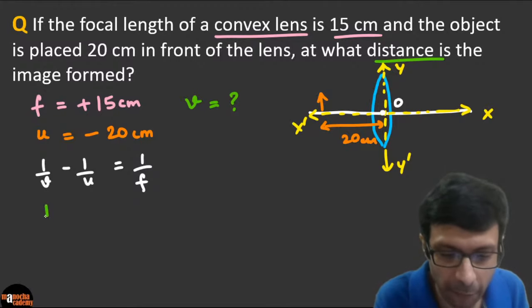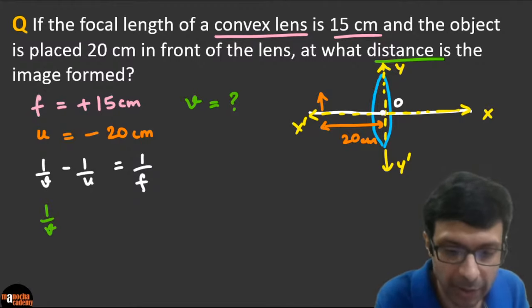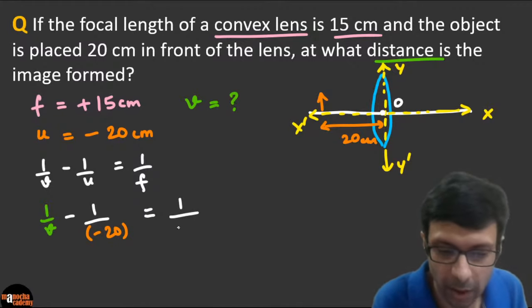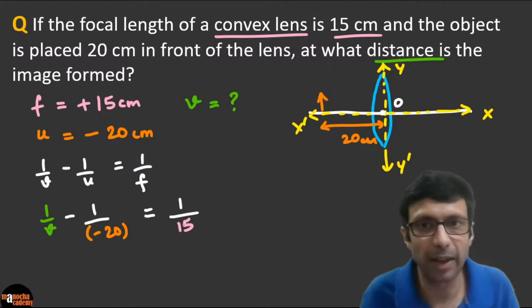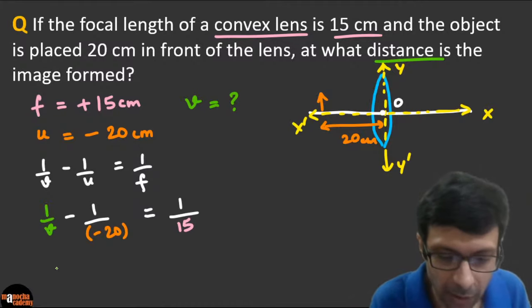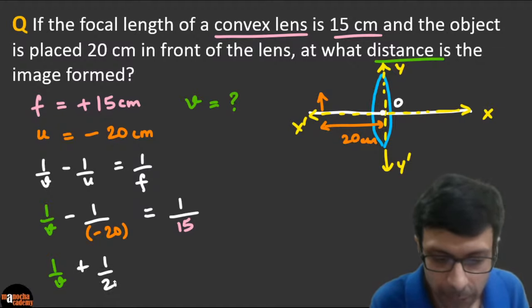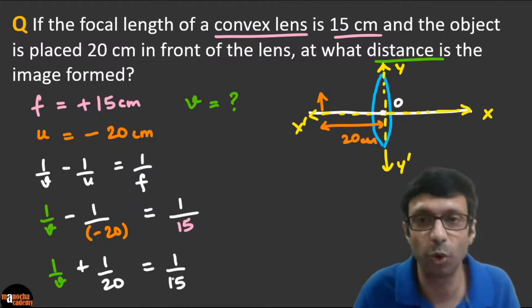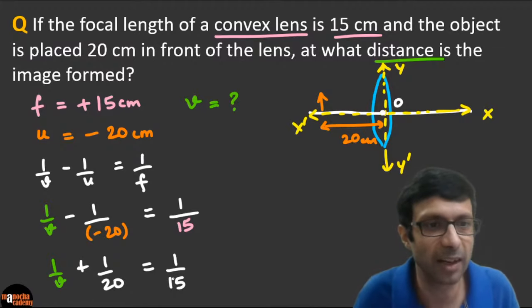So come on, let's go ahead and substitute the values. So here we basically have 1 by V minus, and this is 1 by U. So we are going to substitute minus 20 here, right? And that's equal to 1 by F. And F is given to us as plus 15, right? So this is plus 15 here. Okay. So come on, simple, calculate this. So what are we finally going to get here? 1 by V, and this minus minus becomes plus. So we basically have plus 1 by 20 here is equal to 1 by 15. Are all of you getting that? Please check my calculations. I'm doing it live here, in case I make some mistake, please check.